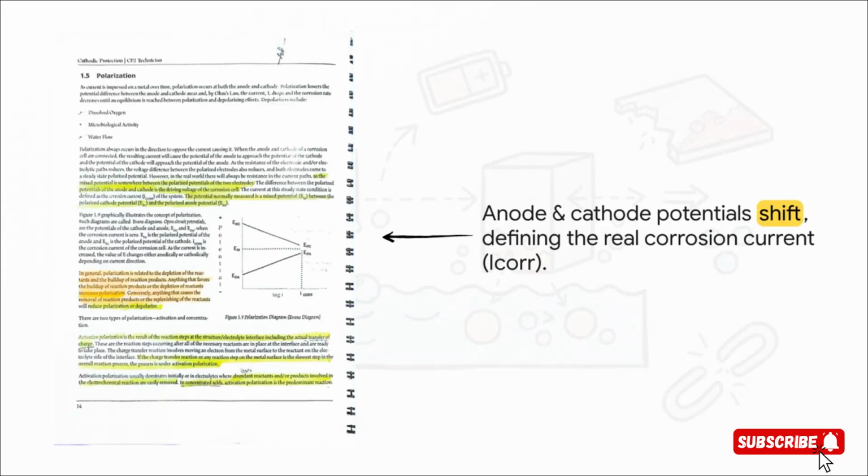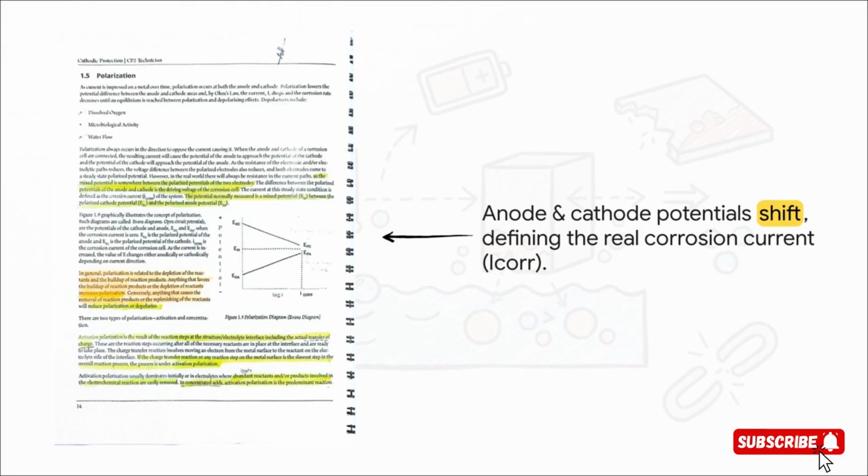Okay, let's break down this Evans diagram, because it's a really powerful way to see what's happening. The top red line, that's the natural or open circuit potential of the cathode, and the bottom blue line is the natural potential of the anode. Now, in theory, the voltage difference between them should be huge.